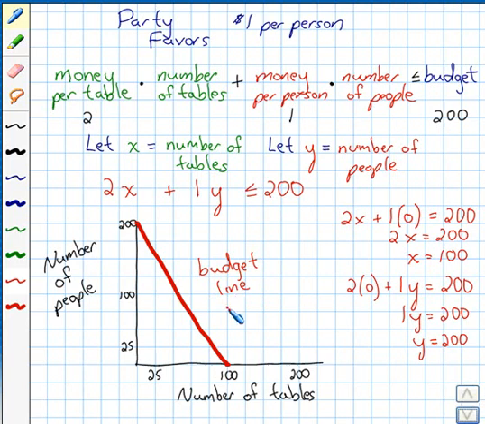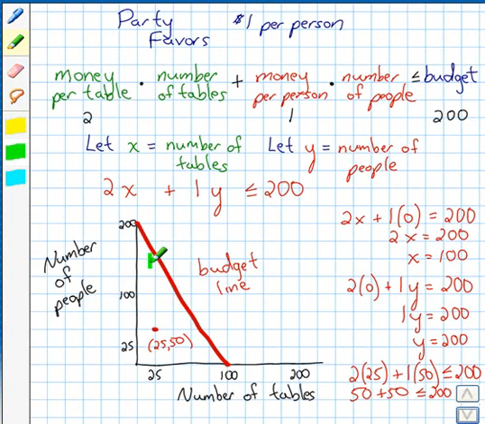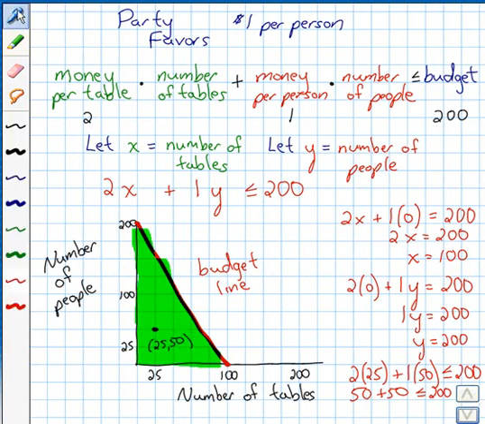Okay, and then we can consider points underneath the budget line. So let's say look at 25, 50. Okay, and we can see that 2 times x of 25 plus 1 times y being 50 is less than or equal to 200. That's 50 plus 50 less than or equal to 200. And that puts us within our budget. So we can take a look at anything that sits between the axes and that budget line as possible combinations of ways to spend that $200.